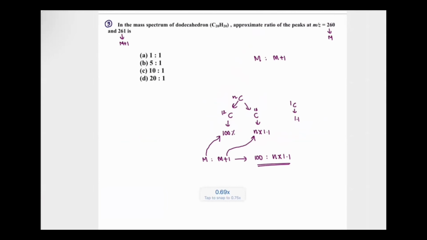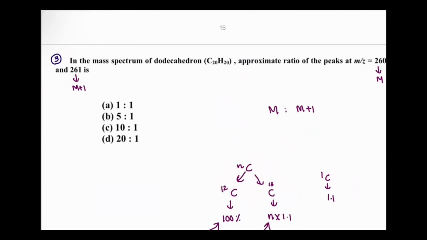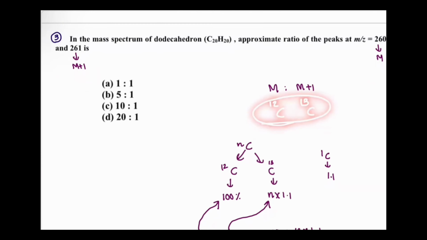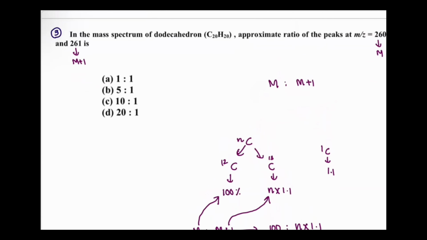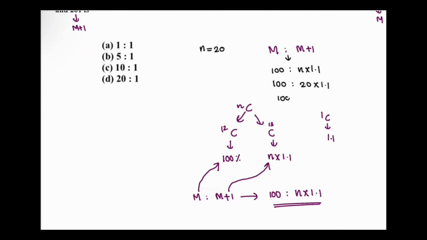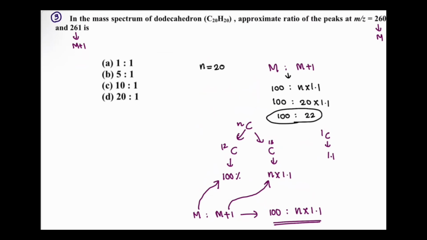Okay. Now we'll come back to the question. In the question, we need to find the ratio between M peak and M plus 1 peak. That means we need to find the ratio between carbon 12 peak and carbon 13 peak in the molecule. And for that, you need to find the number of carbon atoms. Here the carbon atom number is given as 20. So n here is equal to 20 and the ratio between M peak and M plus 1 peak will be 100 is to n into 1.1. Here n is equal to 20. So 20 into 1.1 and this will come around 100 is to 22. Okay. So here the ratio between M peak and M plus 1 peak will be 100 is to 22.